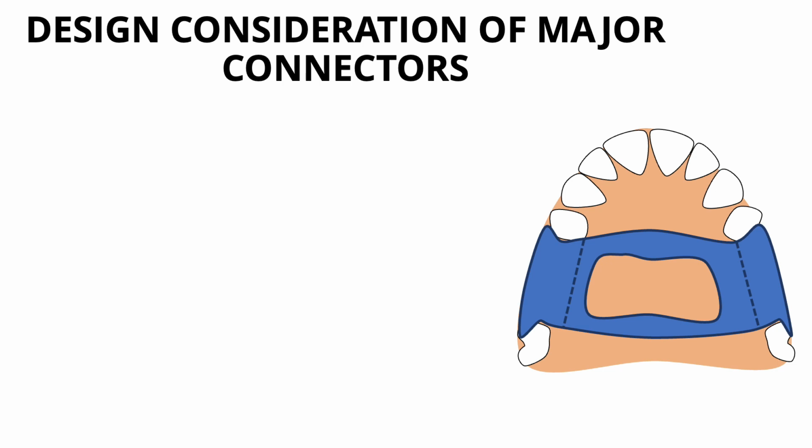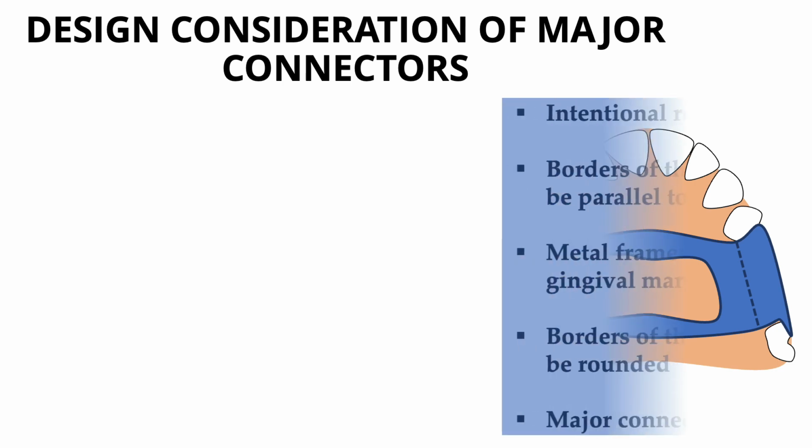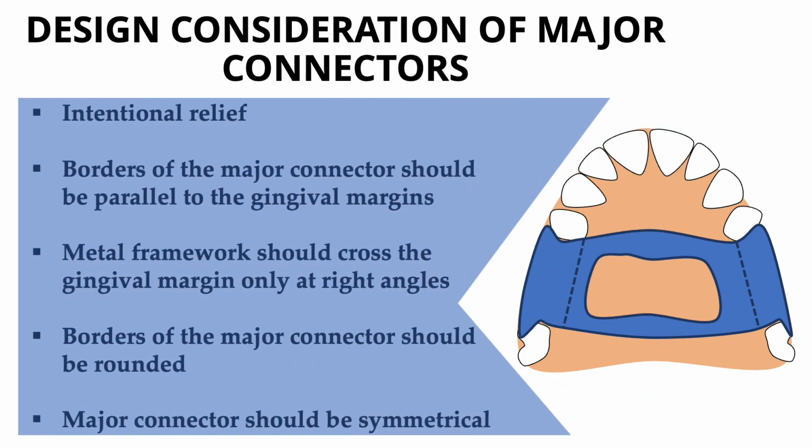Design considerations of major connector. We'll discuss each point in detail. Very important part: intentional relief. What is intentional relief? I'll tell you. The border of the major connector should be parallel to the gingival margin. Very important: the metal framework should cross the gingival margin only at right angle. The border of the major connector should be rounded. The major connector should be symmetrical so that it will divide the occlusal forces equally.